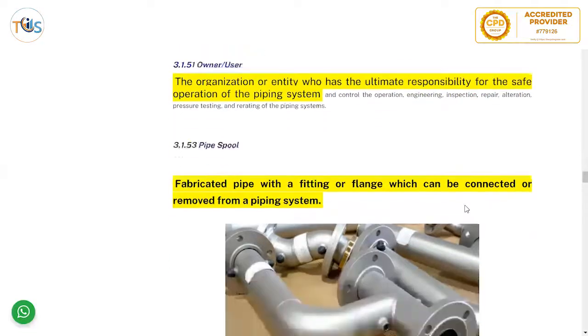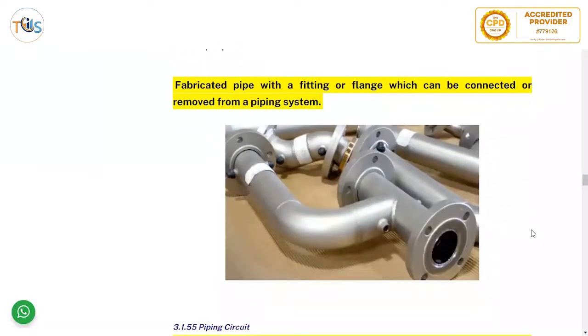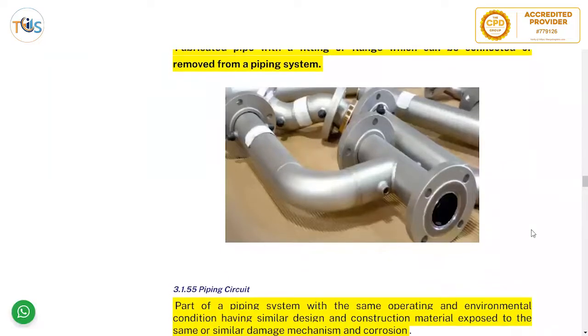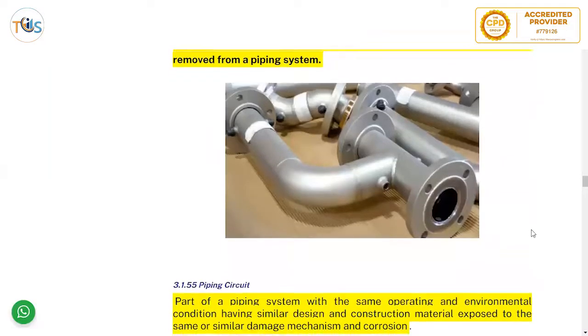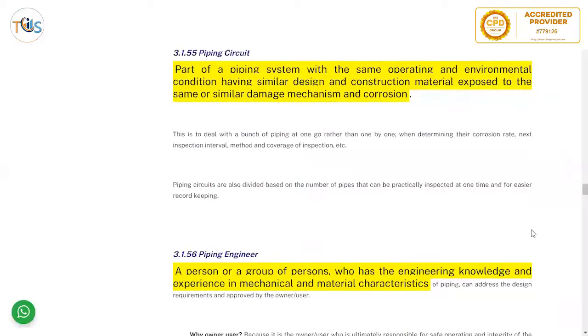Pipe spool: fabricated pipe with a fitting or a flange which can be connected or removed from a piping system. Piping circuit: part of a piping system with the same operating and environmental condition, having similar design, construction, material, exposed to the same or similar damage mechanism and corrosion.